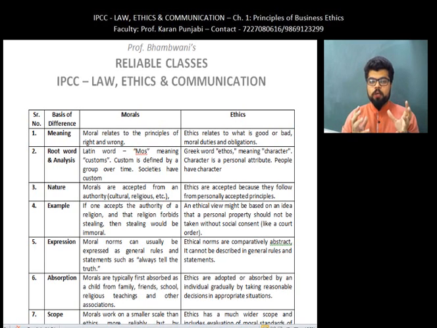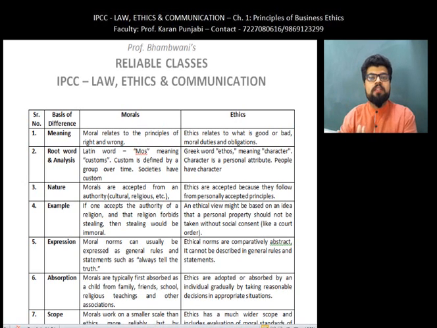Now, when I talk about ethics and morals, for example, you have been told always that we should always speak the truth. This is a moral. But at the same time, when to speak truth and when not to speak truth, that is decided by ethics. Is it ethical in this situation to speak truth or not? That is decided by ethics.